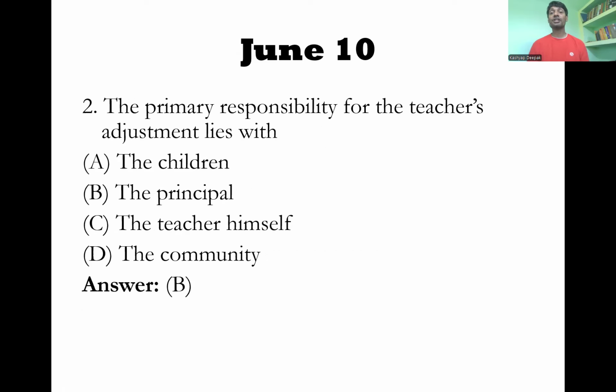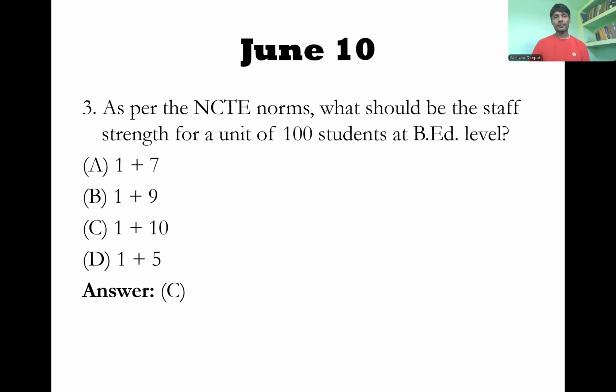The primary responsibility for the teacher's adjustment lies with the children, principal, teacher himself, or the community. Here he has to adjust according to the principle. It doesn't mean the school principal. It is the principle that we have within ourselves. That is the principle. As per the NCTE norms, what should be the staff strength for a unit of 100 students at B.Ed level? That is more like higher education. One teacher to 7 students, one teacher to 9 students, one teacher to 10 students, one teacher to 5 students. So for the B.Ed level, it is 10, at that time in June 10.